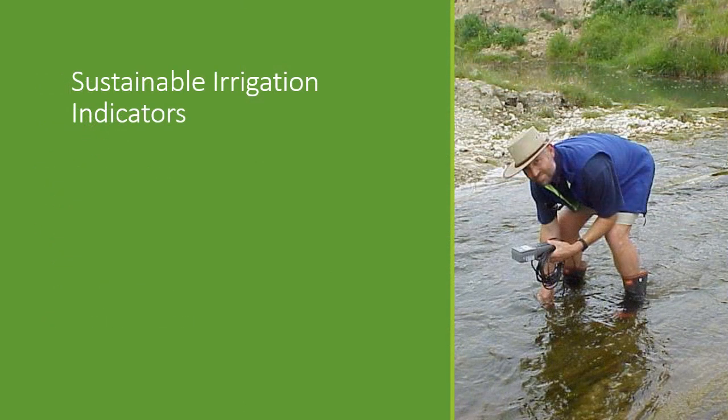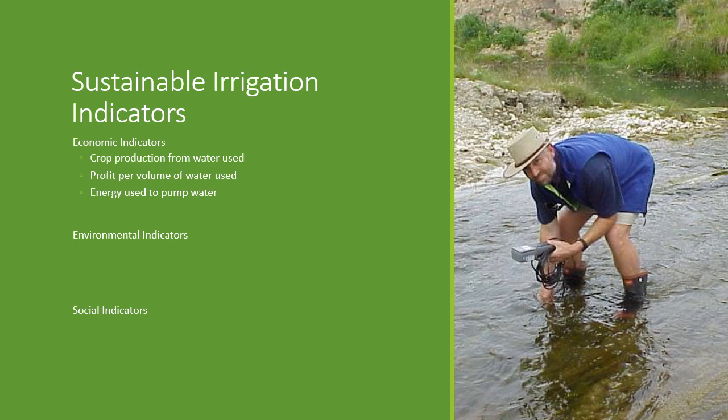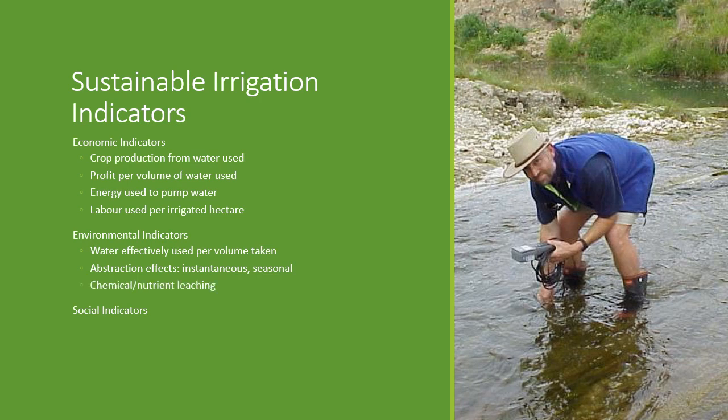Sustainable irrigation indicators can be broken into three groups: economic indicators, environmental indicators, and social indicators. Economic indicators are those on farm: the crop production from the water used, the profit per volume of water used, the energy used, of course, to pump the water in the first place, and any labour that was used for the irrigated crops. Environmental indicators include: was the water effectively used per volume taken? What were the effects of any abstraction? Did we have an impact on the ecosystems and streams, or did we reduce groundwater levels? And of course, what is the chemical or nutrient leaching impact?